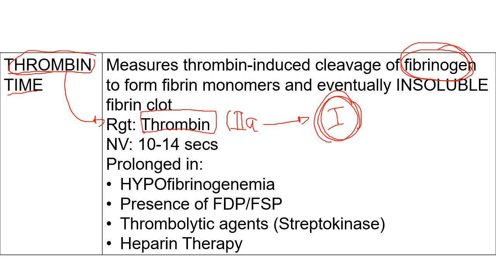Kaya, affected ang thrombin time in these situations. Hypofibrinogenemia. Hypo means mababang levels of your fibrinogen. The presence of your FDP or FSP. Ano ba yung FDP? Your fibrin degradation products. No? Na kasama after ma-form si fibrin. Your thrombolytic agents, no, kapag nag-anti-thrombotic medication ka, isa diyan yung streptokinase, ginagamit 'yan sa heart attack and stroke. And also your heparin therapy.